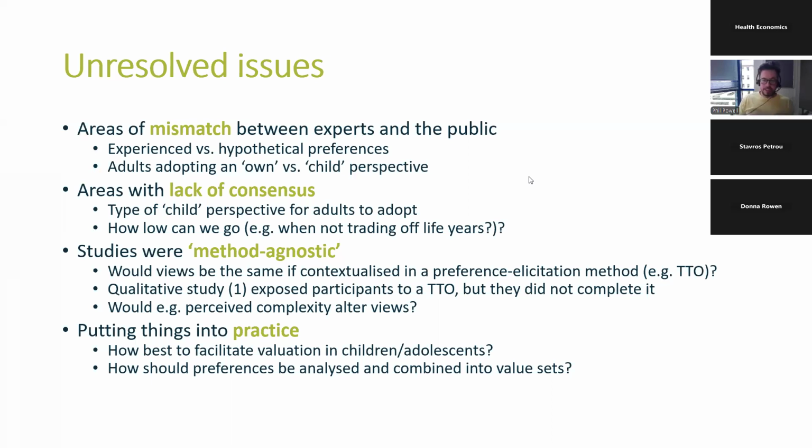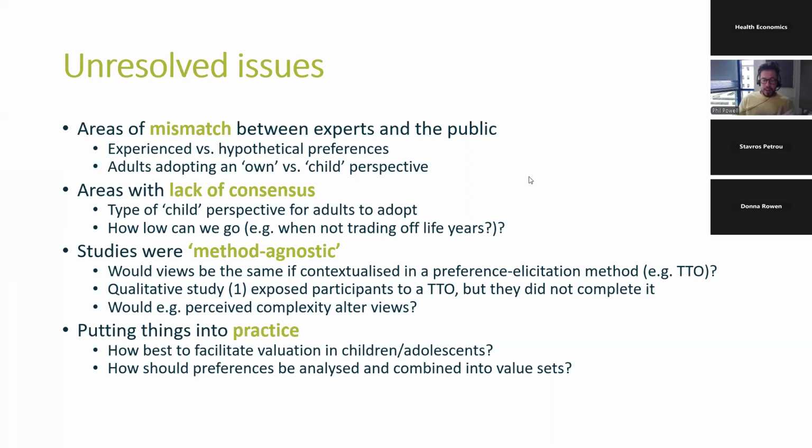There's areas with lack of consensus, for example, in the Delphi study. So what type of child perspective should people think about? Should it be a 10-year-old child? Should it be a 14-year-old child? Should it be imagine a child in a particular age range? We're not sure how low we can go in terms of involving children. Most support is at the top end of the age range. All these studies were method agnostic, so we didn't get them to complete a TTO in particular, and then, for example, ask them whether they think a child should do this or not. So that could be explored in further research.